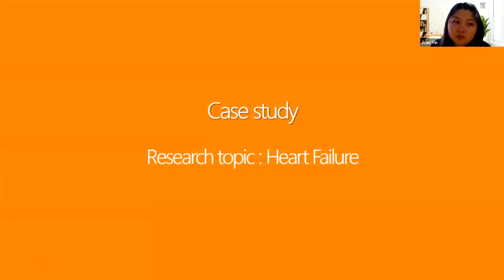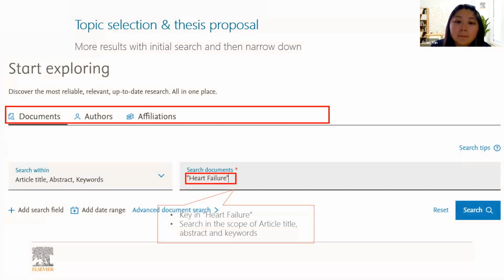So today I'm going to follow the basic research workflow and show you how to use Scopus to facilitate your research. Today I'm going to use a topic about heart failure as an example. On this homepage, you can key in heart failure in the document function and search in the scope of article title, abstract, and keyword.